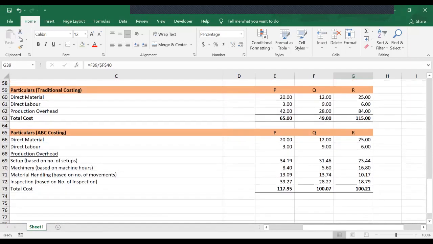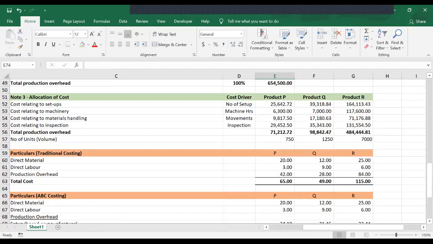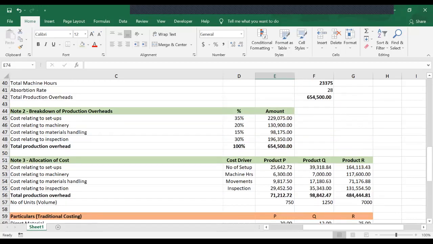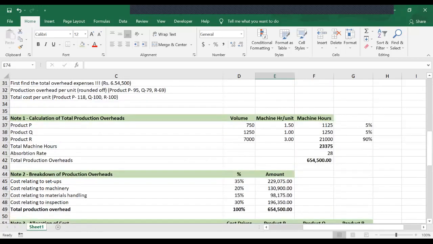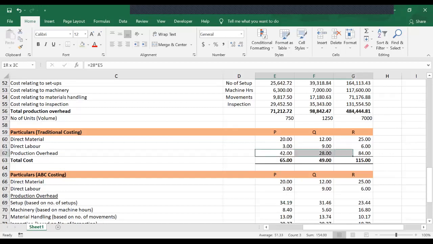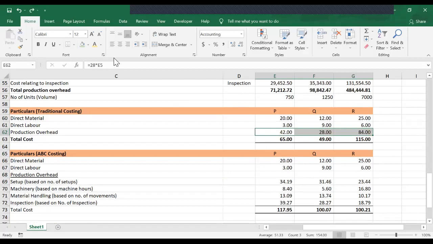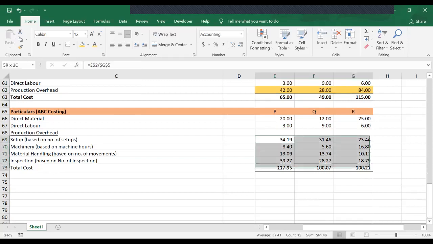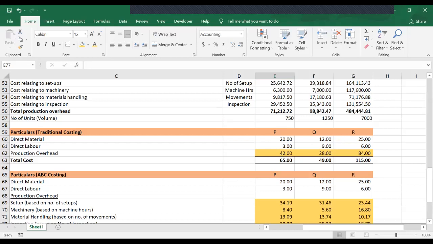Whereas in the calculation here, you'll see it's not that skewed. You can figure out on your own why traditional costing and ABC costing create a difference. The main difference is in this part, and this total is the reason for the difference. You can check the individual components to find out.